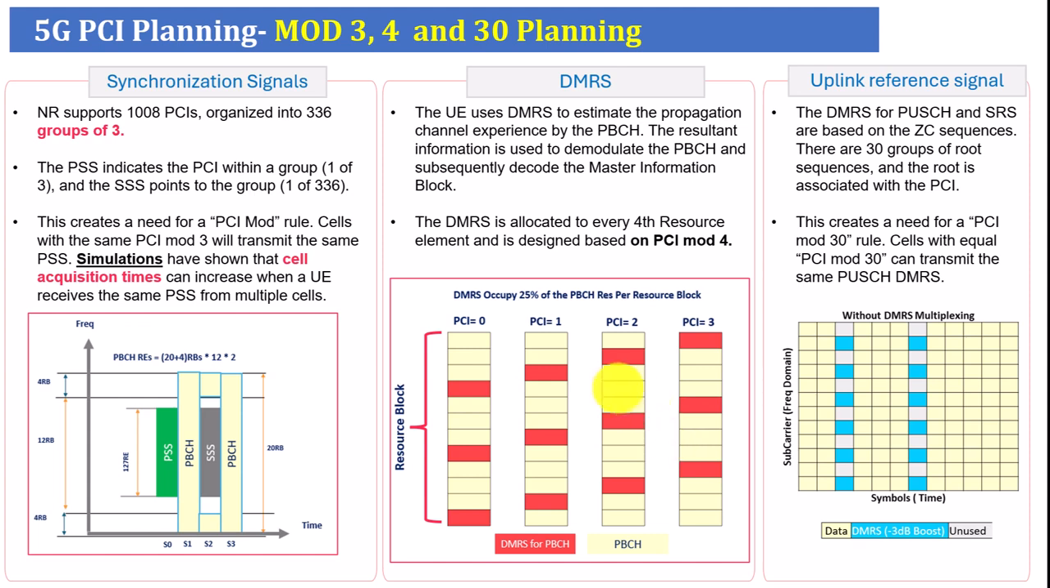In general, the DMRS of the broadcast is used to estimate the channel propagation of the broadcast, and this information is very important. As mentioned, the DMRS is usually allocated every fourth resource element, so it's good to have this kind of design, using PCI mod 4. For example, PCI 0 here, PCI 1 here, and so on.